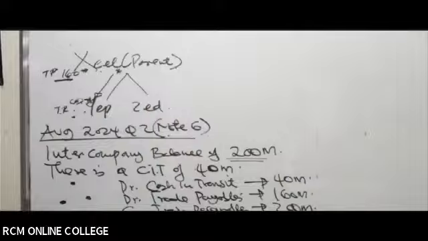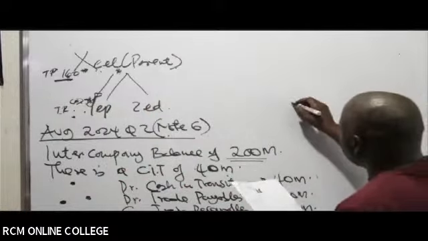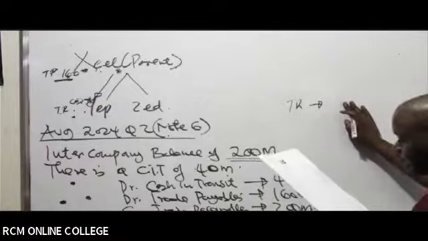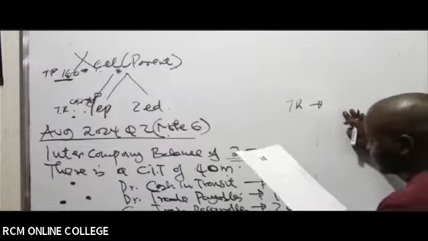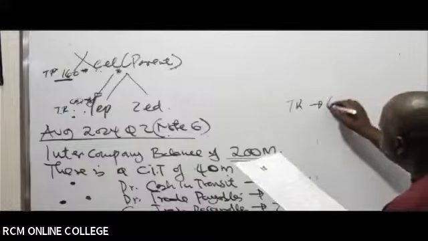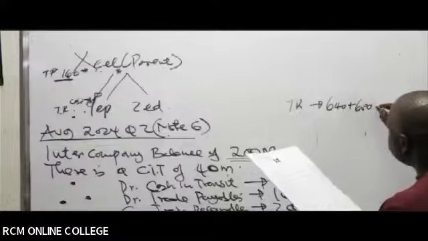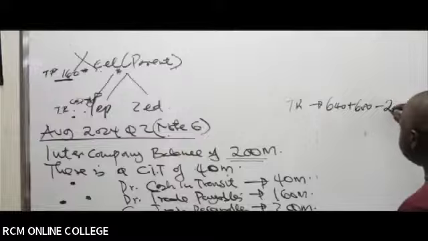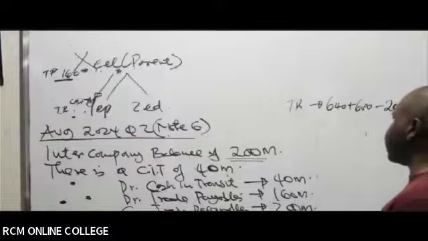They have given you the trade receivables and trade payables. Looking at the statement of financial position, you've been given an amount of 640 for trade receivables. So you'll take 640 plus 600, then you eliminate that 200, the intercompany balance.